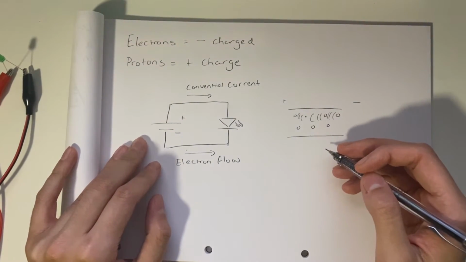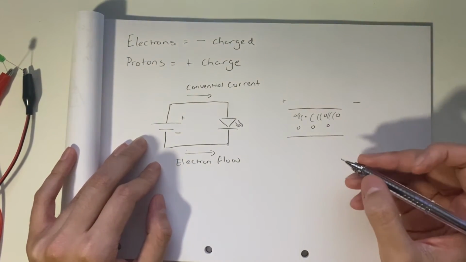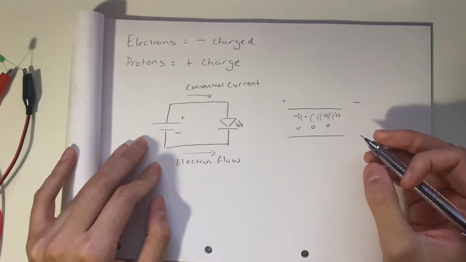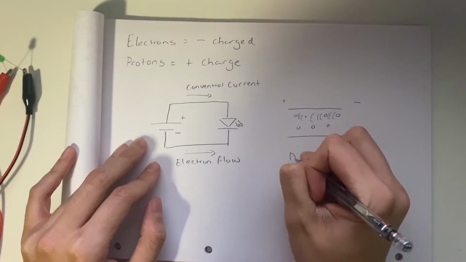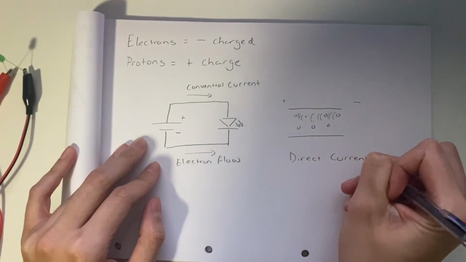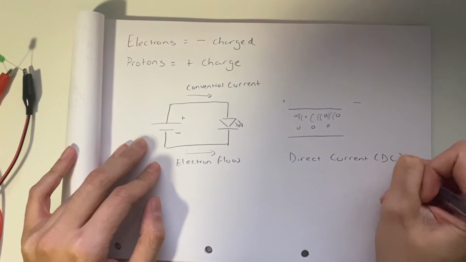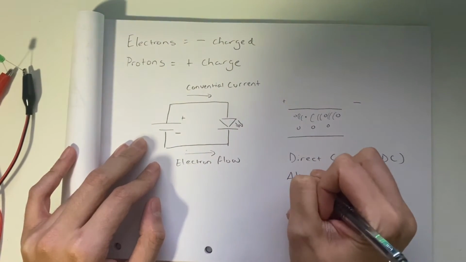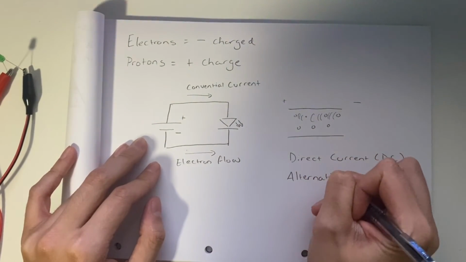Just so you know, in the realm of electricity we have something called direct current, DC, and alternating current, AC.